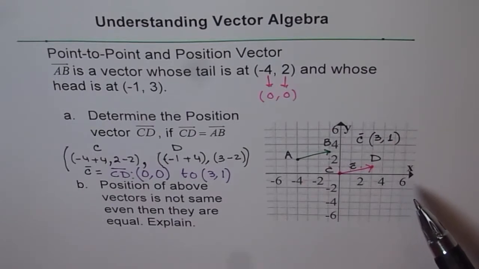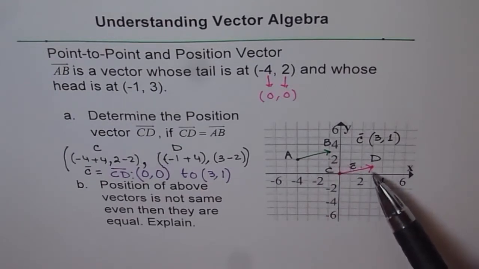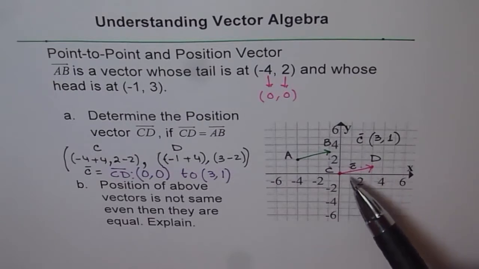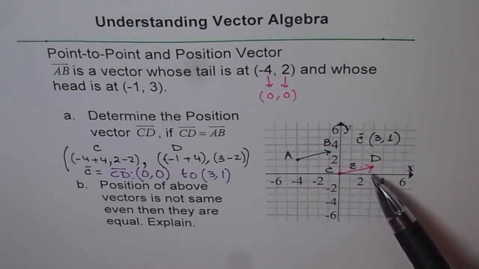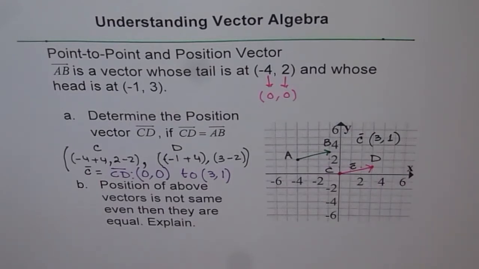Now part B of this is about the position of the above vectors. As you can see, AB and CD are very different, right? But still they are equal. So for a vector, we are comparing only two things, magnitude and direction. As you can see, both magnitudes are the same and both directions are the same. Therefore, they are equal. Now as an added exercise, I would appreciate it if you could find the magnitude and direction of vector AB and compare it with that of CD, right? So that should answer this question. I hope that's absolutely clear.